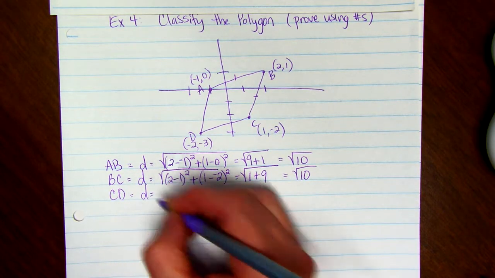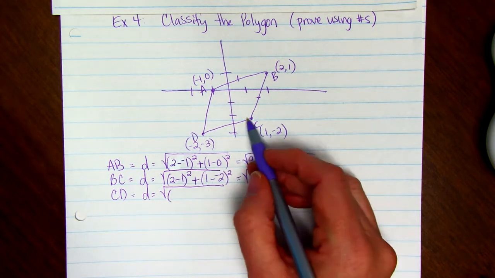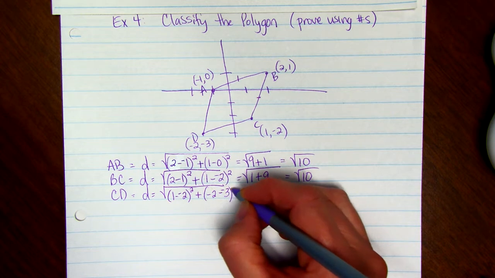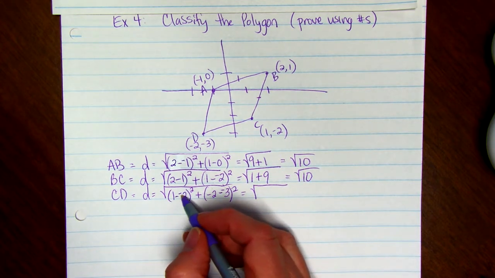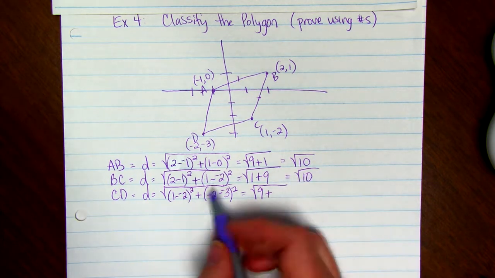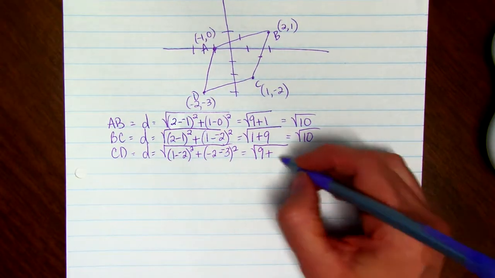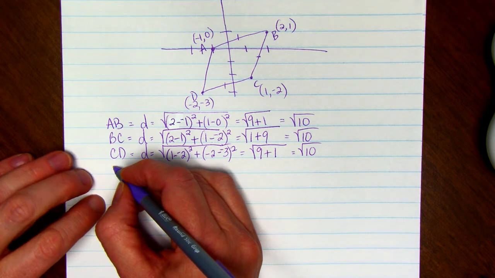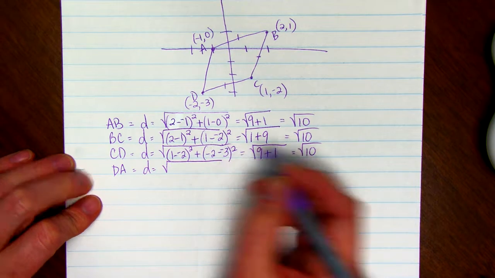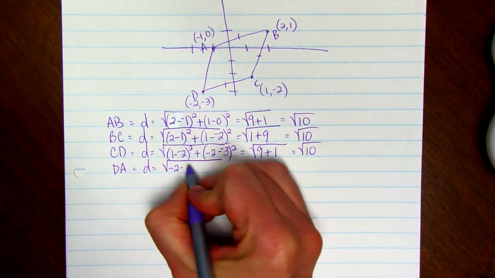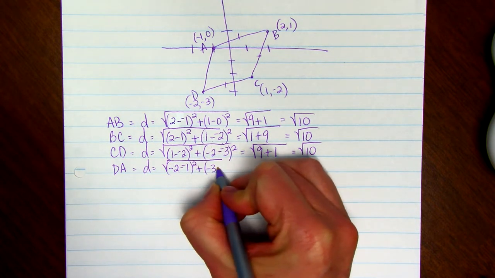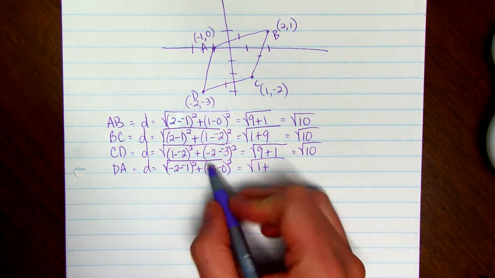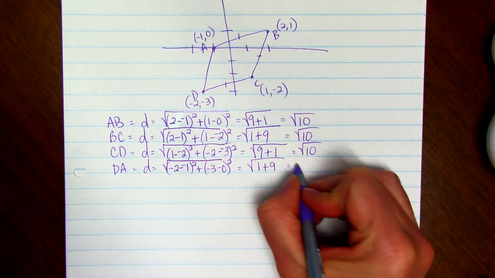We're going to try CD. The distance is, and we'll take the difference of the x's, so 1 minus -2 squared plus -2 minus -3 squared. Square root of 1 minus -2 is the same thing as 1 plus 2, squared is 9, plus -2 minus -3 is the same thing as -2 plus 3, so that's 1, squared is 1. So that's congruent also. And then we're going to take the distance from D to A. So we're going to do the square root of -2 minus -1 squared plus -3 minus 0 squared. -2 minus a -1, same thing, -2 plus 1 is -1, squared is 1. -3 minus 0 is -3, squared is 9, square root of 10.